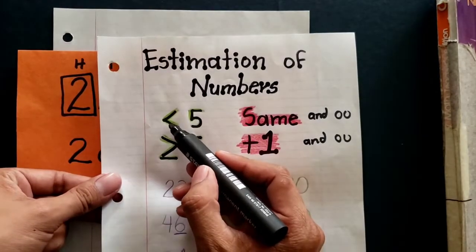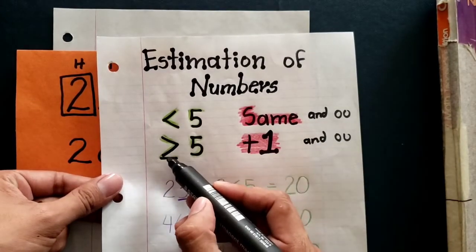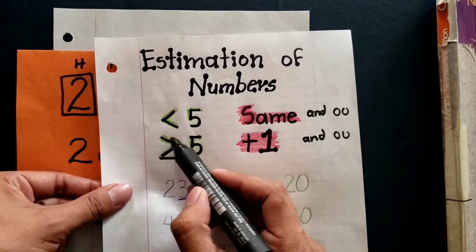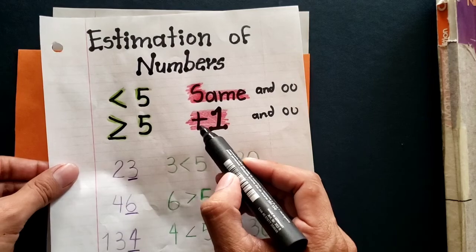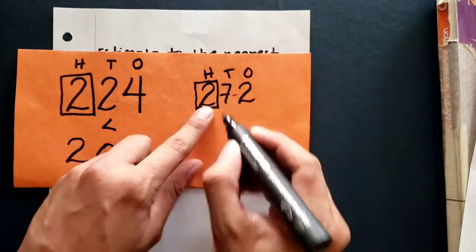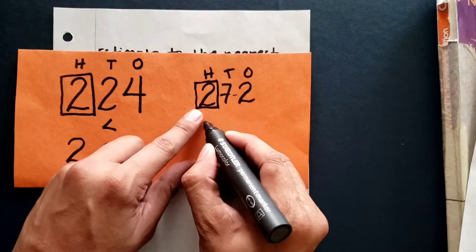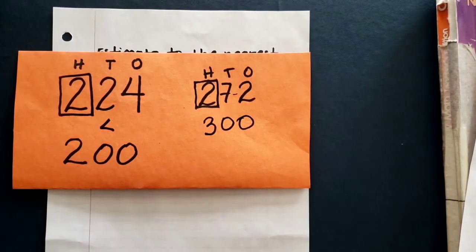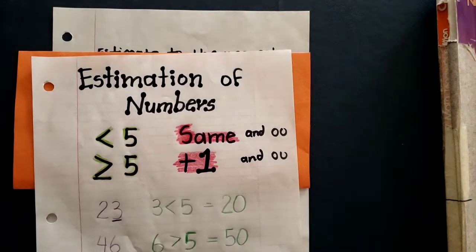What happens with 7? Is 7 lower than 5 or greater than or equal to 5? It is greater than 5. So what do I need to do with the hundreds? I add 1 and write zeros. It's greater, so I add 1. 2 plus 1 is 3 and add zeros. And that is an estimation of numbers. Those are the 2 rules that you need to follow.